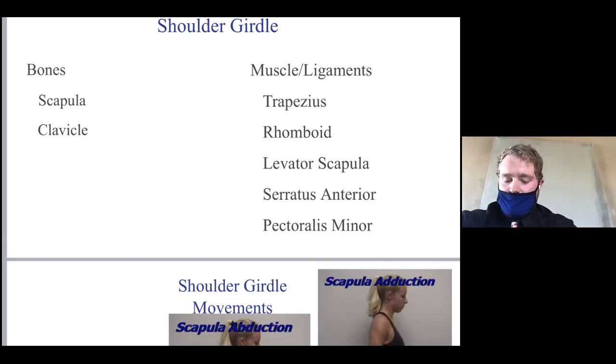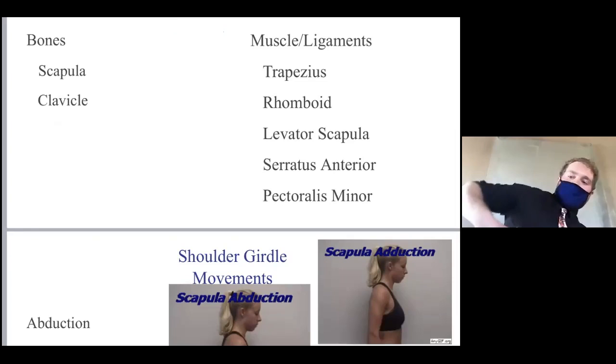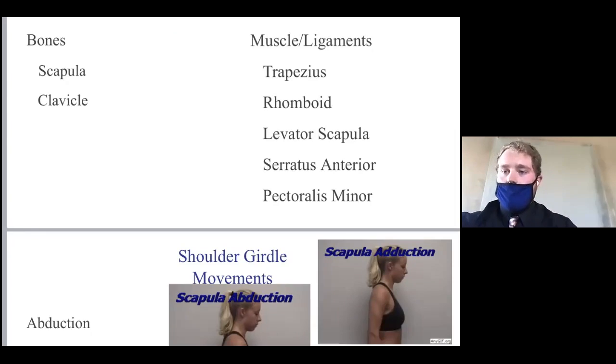The serratus anterior, it is the rib cage muscles in the front that actually connects right here, and it comes back around and connects to the scapula. And then you have the pectoralis minor, which is the lower pec. It also connects to the serratus anterior, and all that goes back to the scapula.